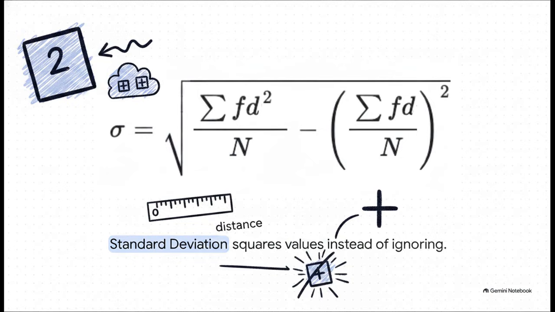Now, while mean deviation relies on our absolute value magic trick, there is a totally different approach from our source material called standard deviation, which actually deals with negative numbers by squaring them. Like we discussed earlier, negative distances canceling out to 0 is a huge problem. Mean deviation solves it by just ignoring the minus sign entirely, but standard deviation solves it by squaring the distance, because, as we know, a negative times a negative is a positive.